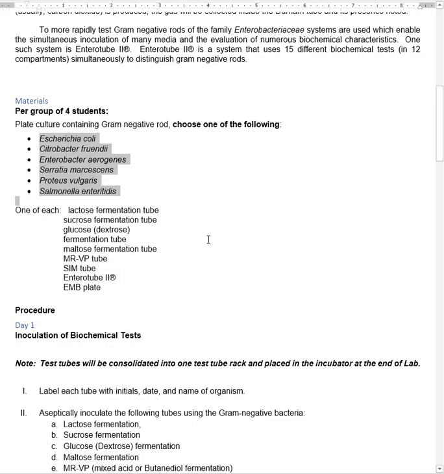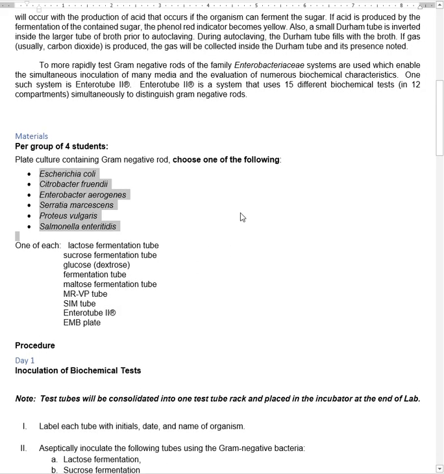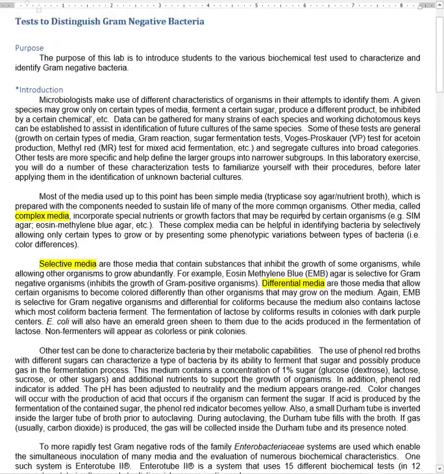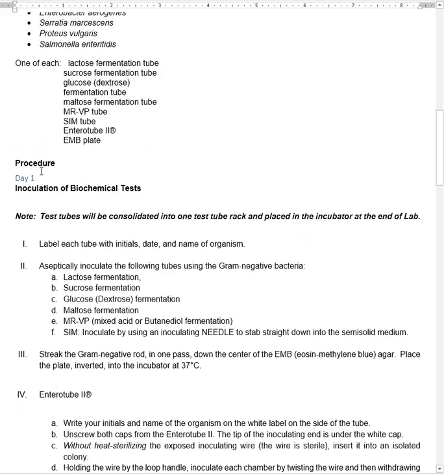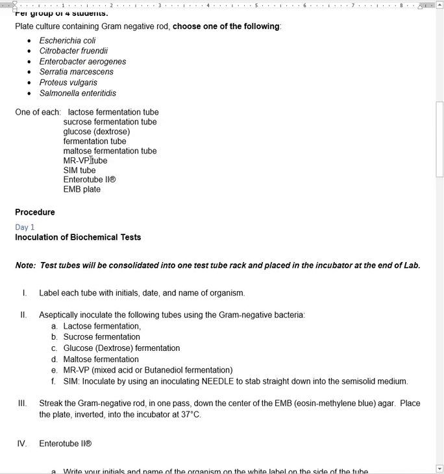The MRBP tube, let me come back up here. The Voges-Proskauer test for acetoin, and the methyl red test for acid fermentation. So what you do is you inoculate the bacteria in the BP tube. You let it grow 48 hours. At the end of 48 hours, you bring the tube out.